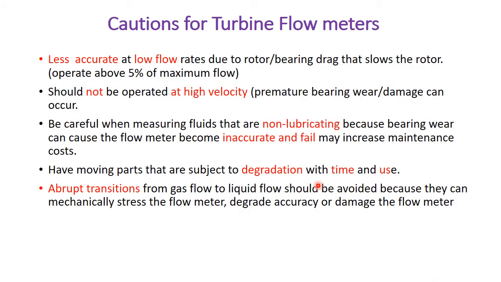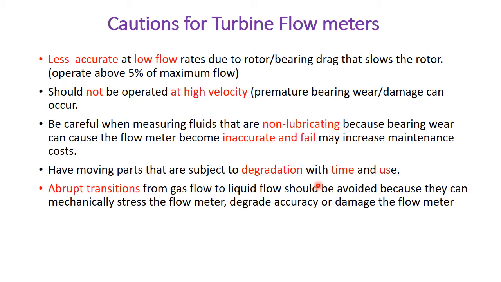Now let's see the cautions for turbine flow meters. It is less accurate at low flow rates because the rotor will operate only at 5% of the maximum flow. It should not be operated at high velocity because damage and wear can occur.